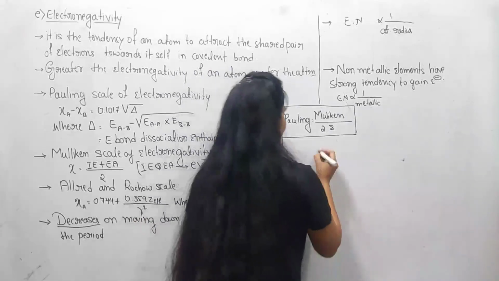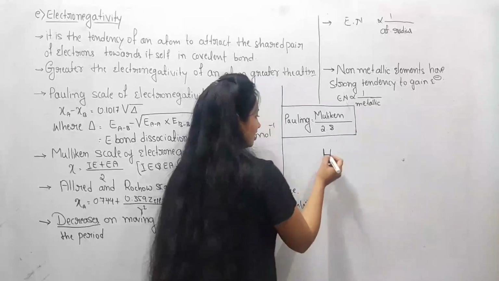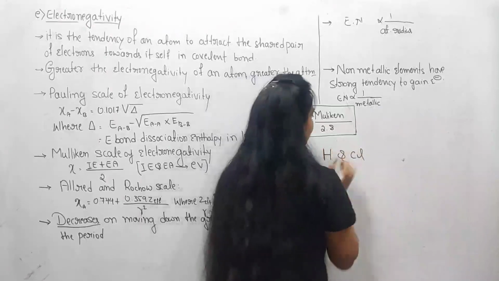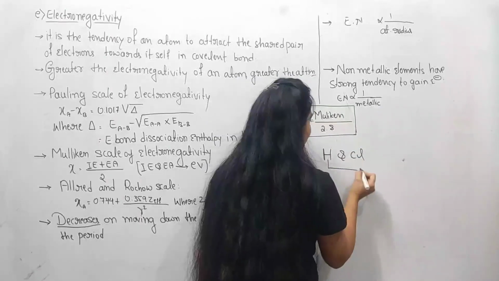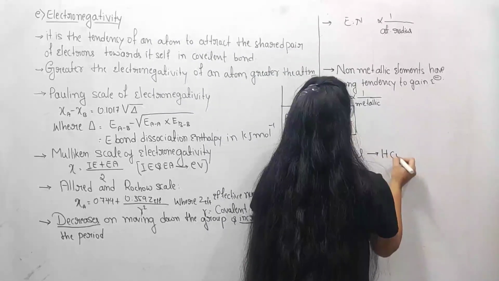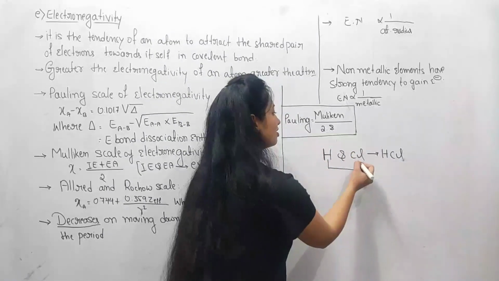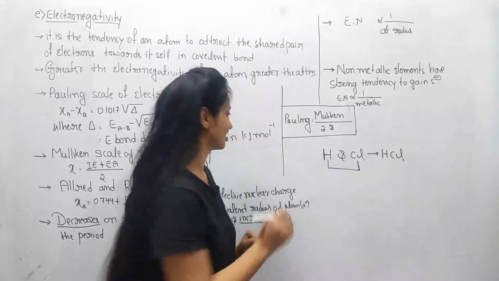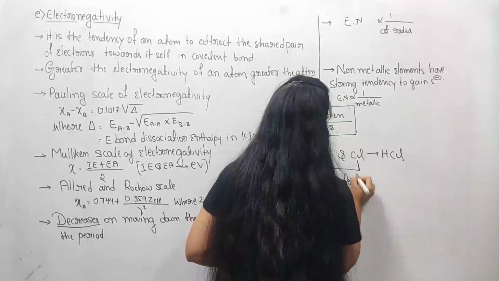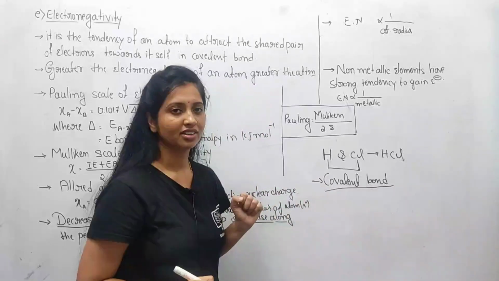See here, then you will be clear about the concept of electronegativity. This is a hydrogen and this is a chlorine. When the bond is formed between the hydrogen and chlorine, hydrochloric acid will be formed. In between the hydrogen and chlorine, which type of bond is formed? Yes, a covalent bond is formed there. Covalent bond. So what is the meaning of covalent bond?